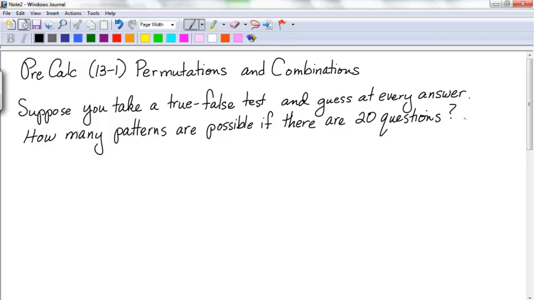Now, for example, if I had 20 questions, one possible pattern would be if I marked them all true. That's one pattern. If I went through and marked them all false, that's one pattern. If I say number one's true and the rest are false, that's another pattern. Now, what I want you to do is guess up here how many possible patterns there are. Think about that for a minute. Put your best guess up here, and don't take too much time. Write down your guess.